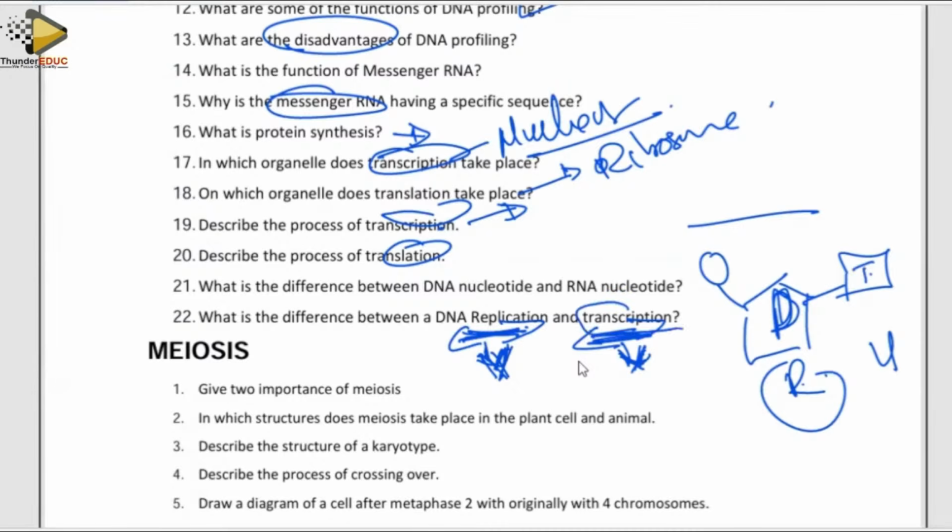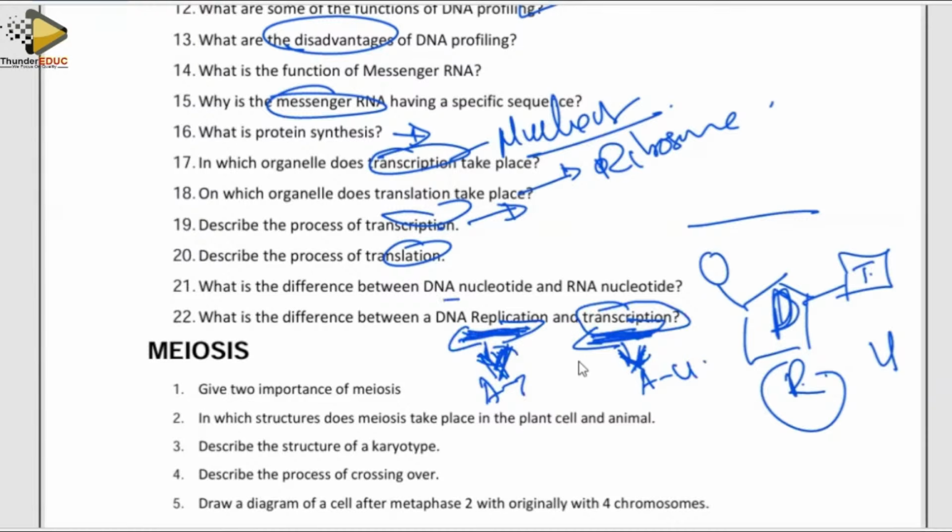Oh, they say transcription, not protein synthesis. So it means that here it occurs in the nucleus. Also, this one occurs in the nucleus. So at the end of the day, here you have formed two new DNA. Here you form messenger RNA. Here adenine goes with thymine. Here adenine goes with uracil. So basically there are a lot of differences, even similarities.